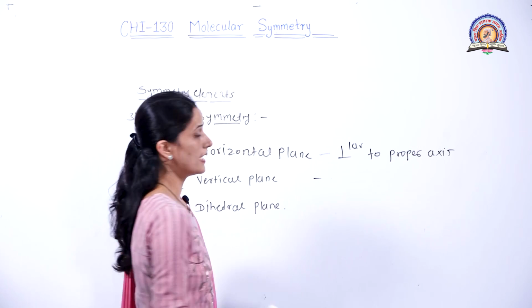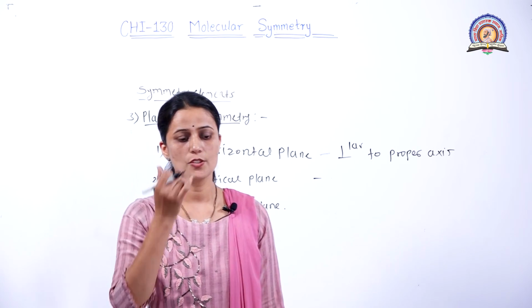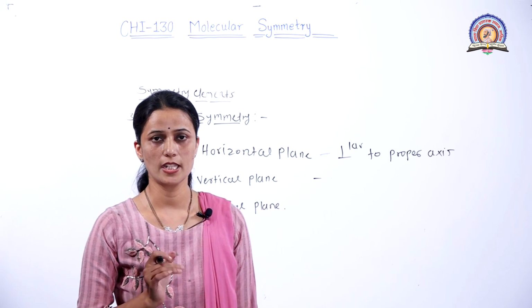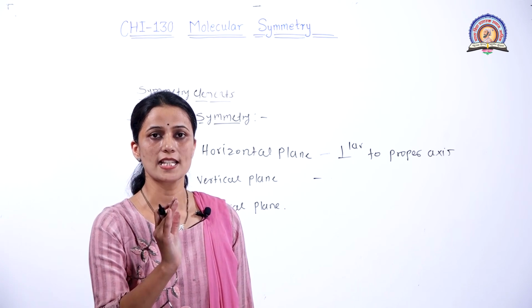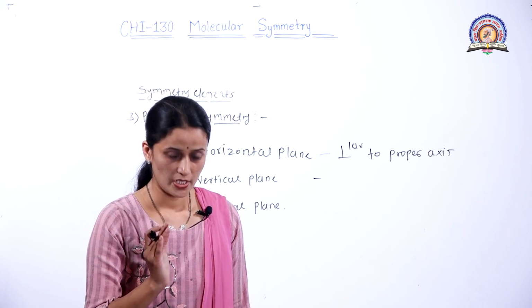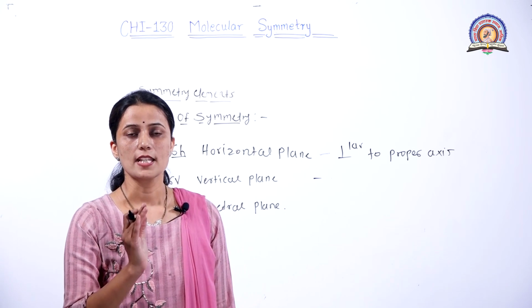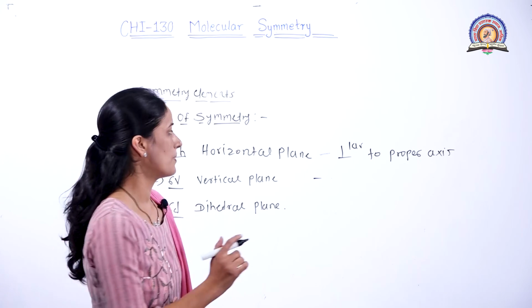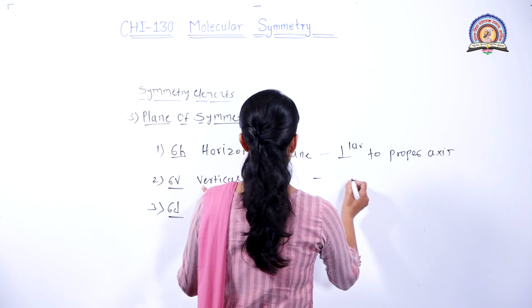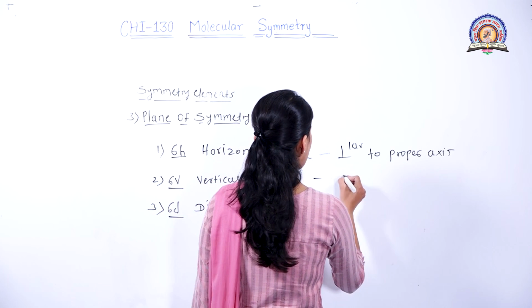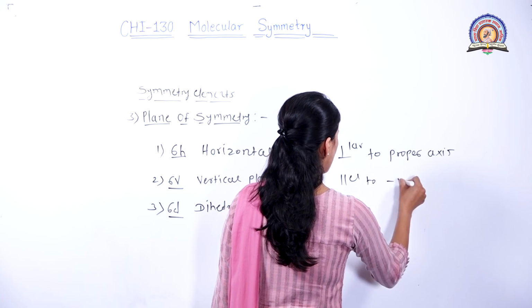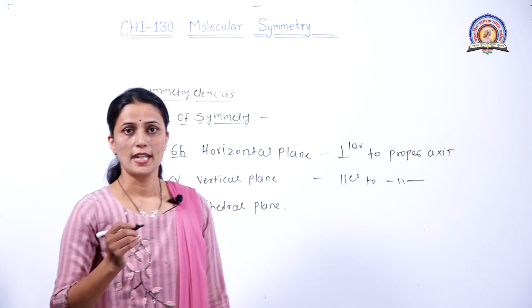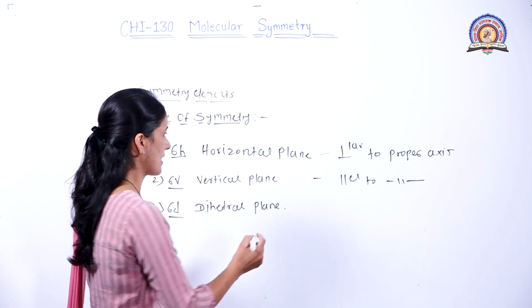Next one, the vertical plane, that is sigma v. So what is the vertical plane or sigma v? An imaginary plane which passes through the principal axis, or which is parallel to the principal axis. So a vertical plane is parallel to the principal axis, or the plane passes through the principal axis.